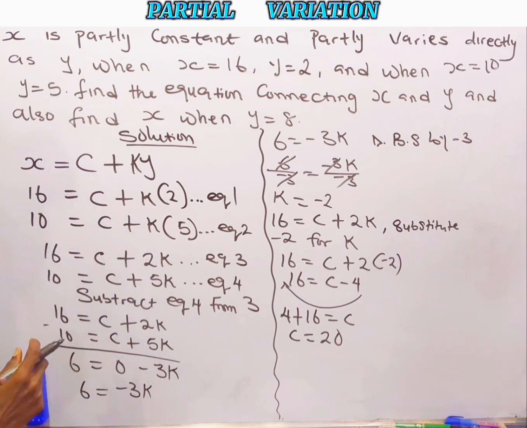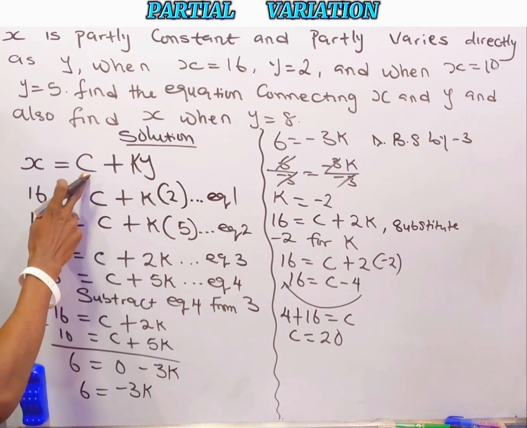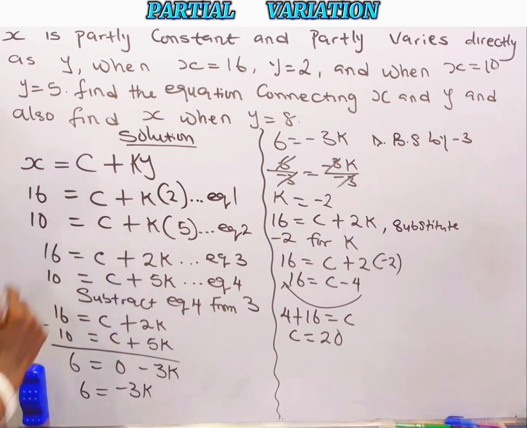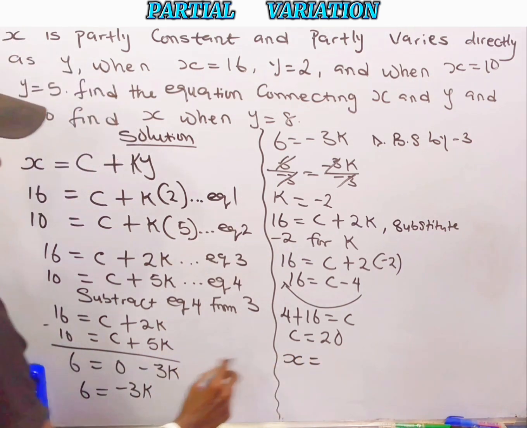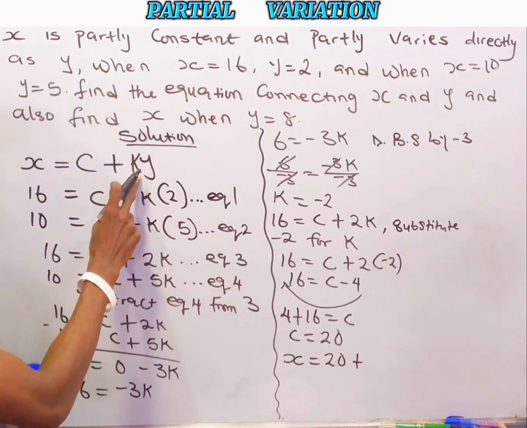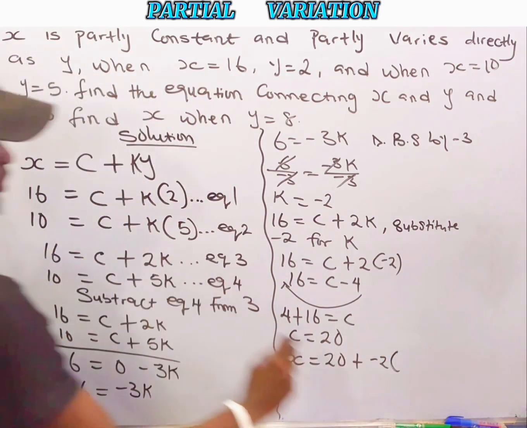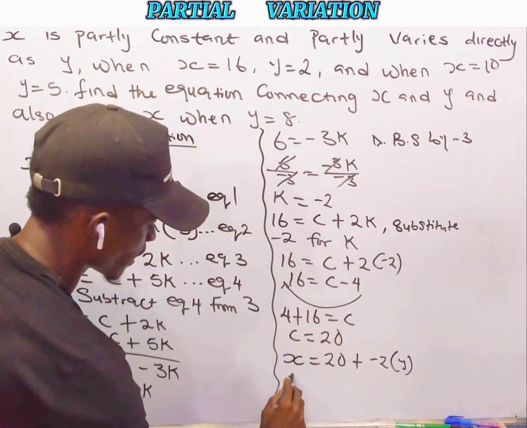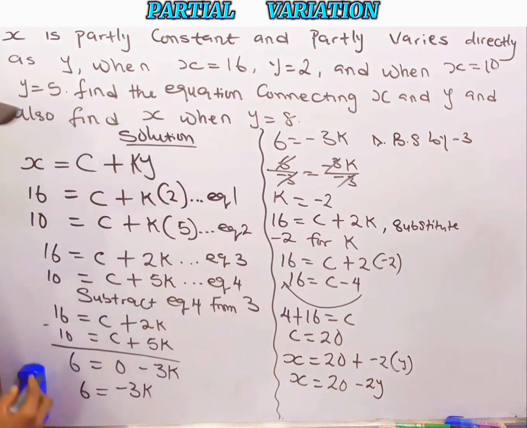Now let's establish the relationship between x and y when c is 20 and k is negative 2. So the equation will be x equals c, which is 20, plus k, which is negative 2 times y. Finally, the equation is x equals 20 minus 2y. So this is the equation connecting x and y.